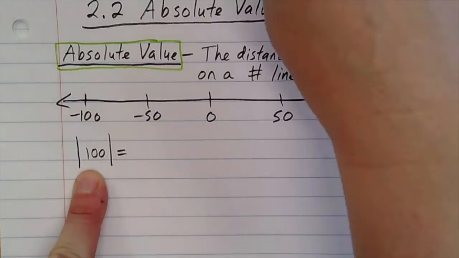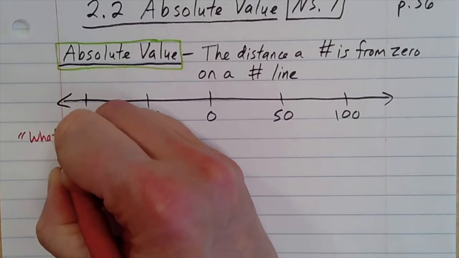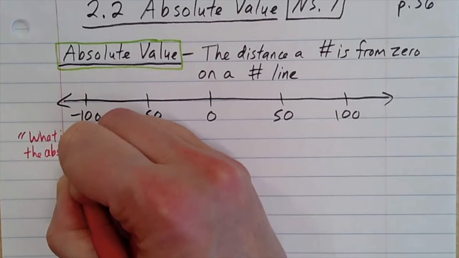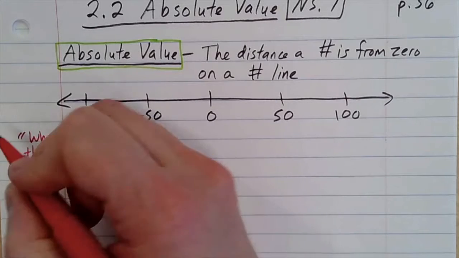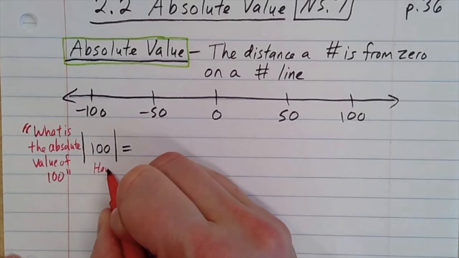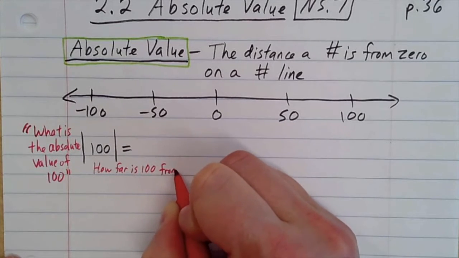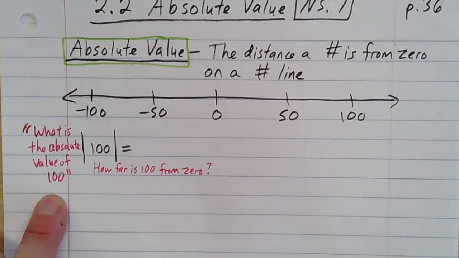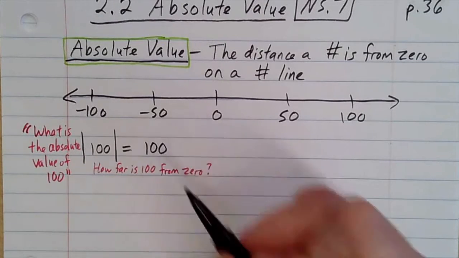So in quotation marks, what we're actually saying is, what is the absolute value of 100? That's how I read that. But what does that mean? I'm just asking how far is 100 from 0? That's the question I'm really asking, but this is how I read it: what is the absolute value of 100? Well, it's just 100 away from 0.